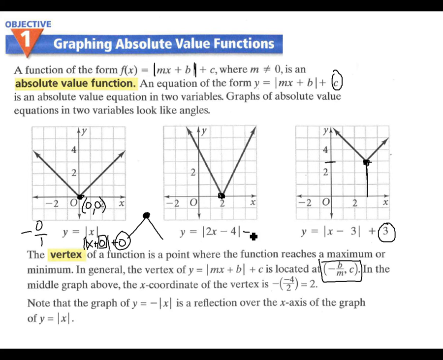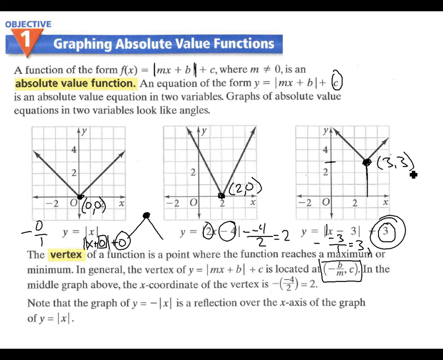Let's take a look at the vertex here. We're going to have negative b, which is negative negative 4, over m, 2. That's 4 over 2, which is just 2, comma, what's our c here? There isn't a c, so 0. So 2 comma 0. And on this one, we're going to have negative 3 over m, which is 1 right here. So that's negative negative 3, which is 3, comma 3. That's what this point is right up here, 3 comma 3. So we can figure out where our vertex is going to be.